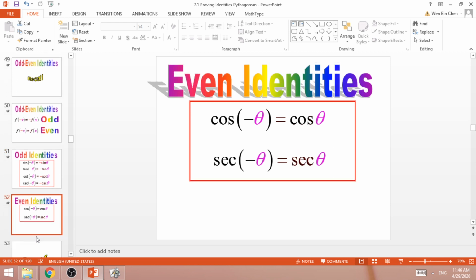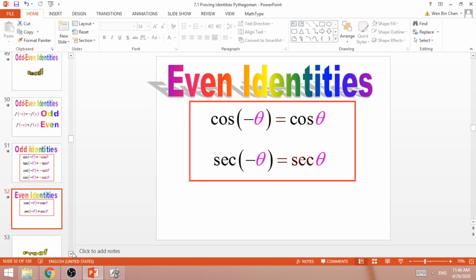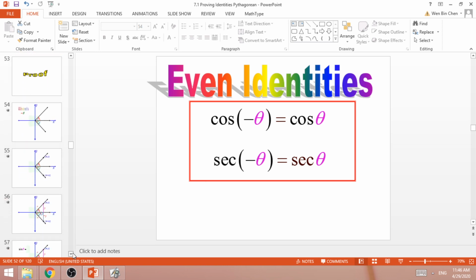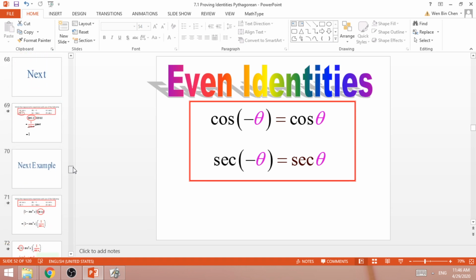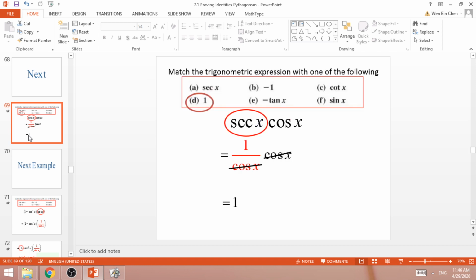And here are the even functions. Cosine of negative theta is the same as cosine of theta. Secant of negative theta is the same as secant of theta. We can do the proof for this, but don't worry about the proof for those identities because that's already been proved. And now let's do some practice.